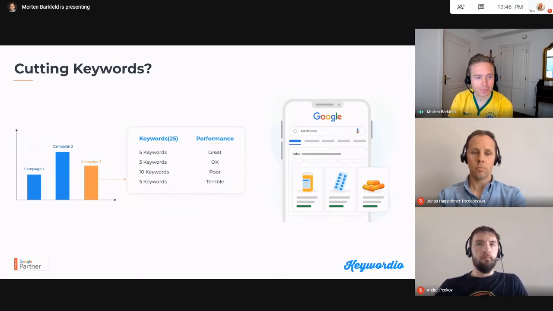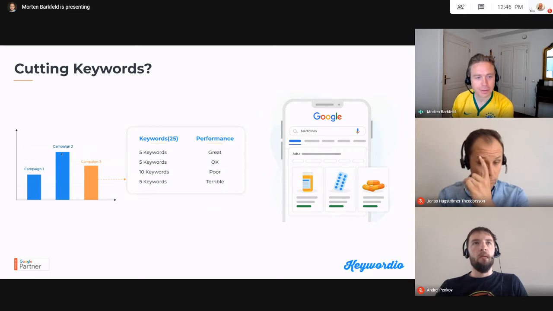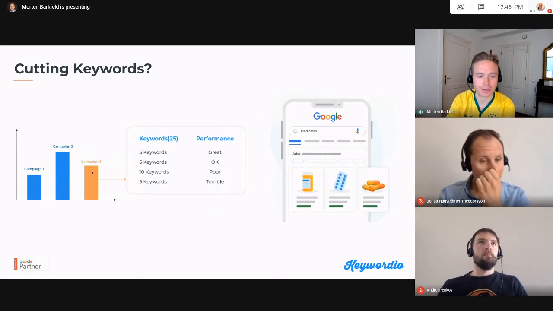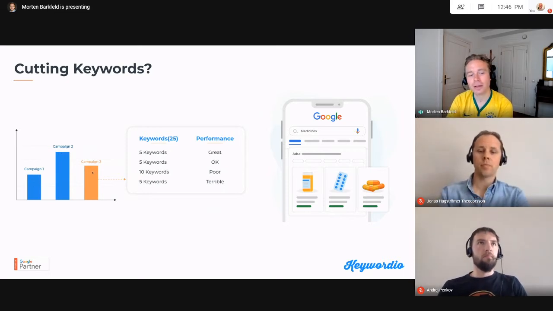Why is it not that simple? Well, let's say these are campaigns 1, 2, and 3 from before. So, Nike sneakers, Nike Air Max shoes, and then Nike sweaters, I believe it was, right? Let's say under Nike sweaters, we have identified that that was the campaign we wanted to cut.